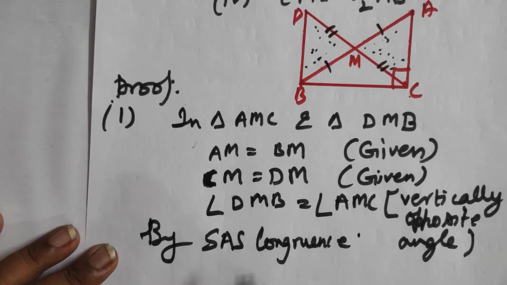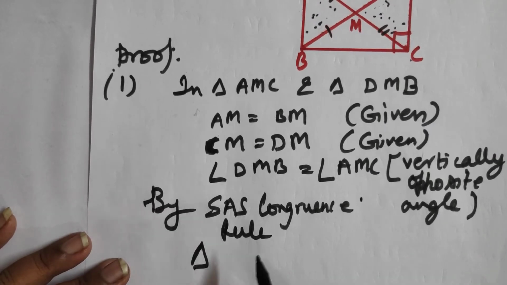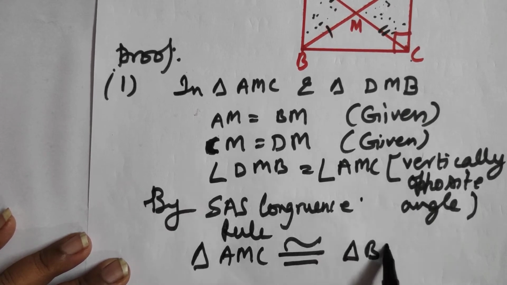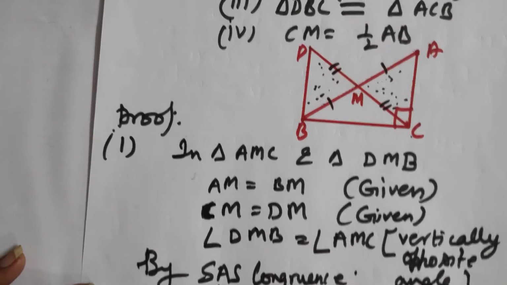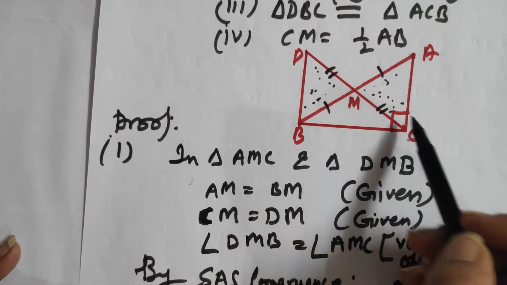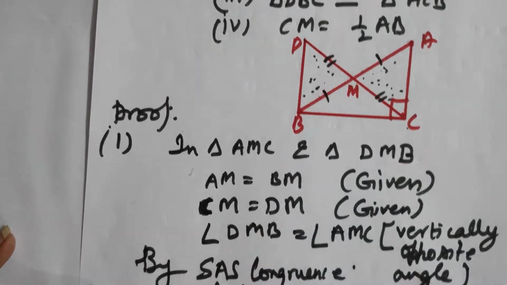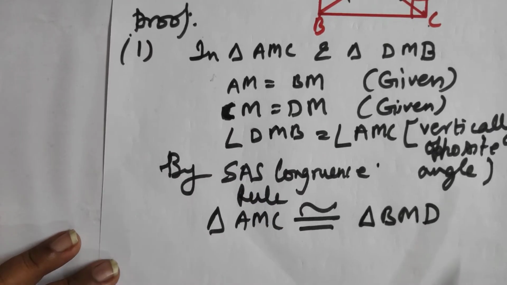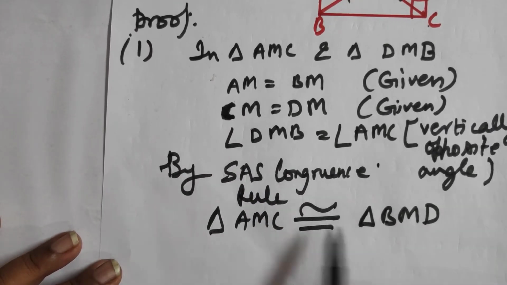Now by SAS congruency rule, triangle AMC is congruent to triangle BMD. Yes, AMC is congruent to triangle BMD. So 3 points we have proved. Now this is the thing that we have proved.